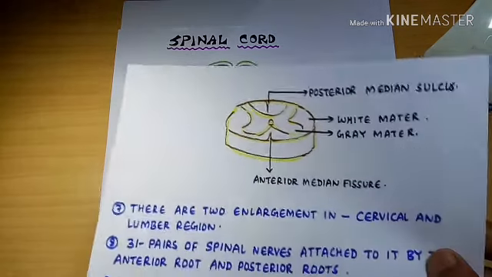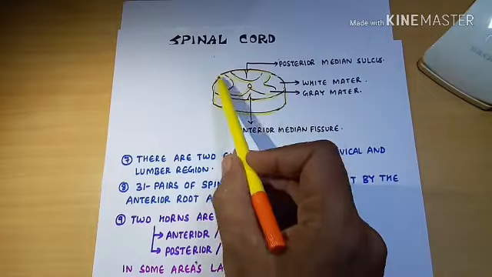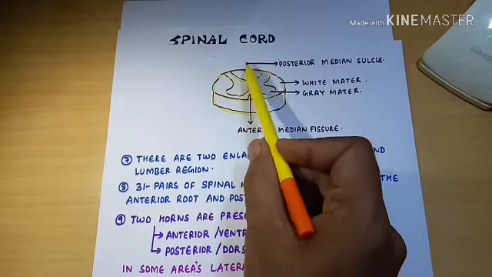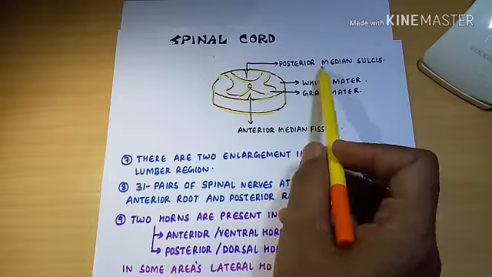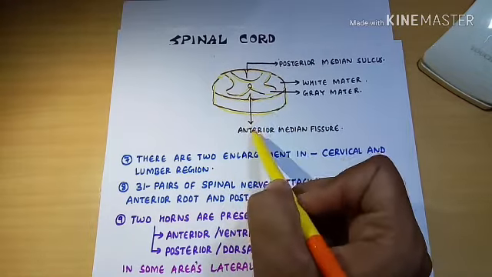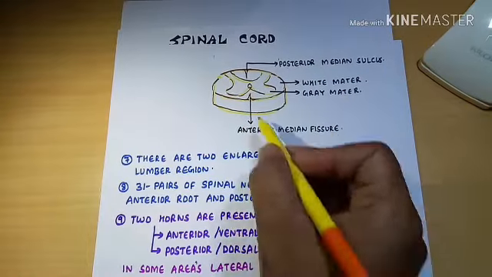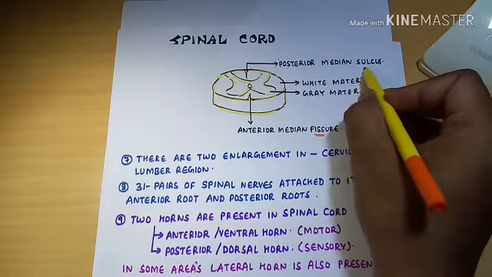This is the transverse section of the spinal cord. This section shows that on the posterior side of the spinal cord the posterior median sulcus is present, whereas on the anterior side the anterior median fissure is present. So we have to remember that on the anterior side the fissure is present, and on the posterior side the sulcus is present.